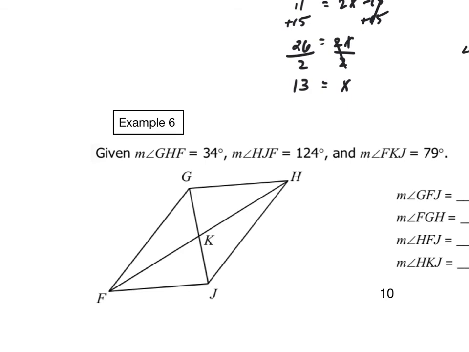So FKJ is 79 degrees. GHF is 34 degrees. And HJF, this entire piece right here, is 124 degrees.